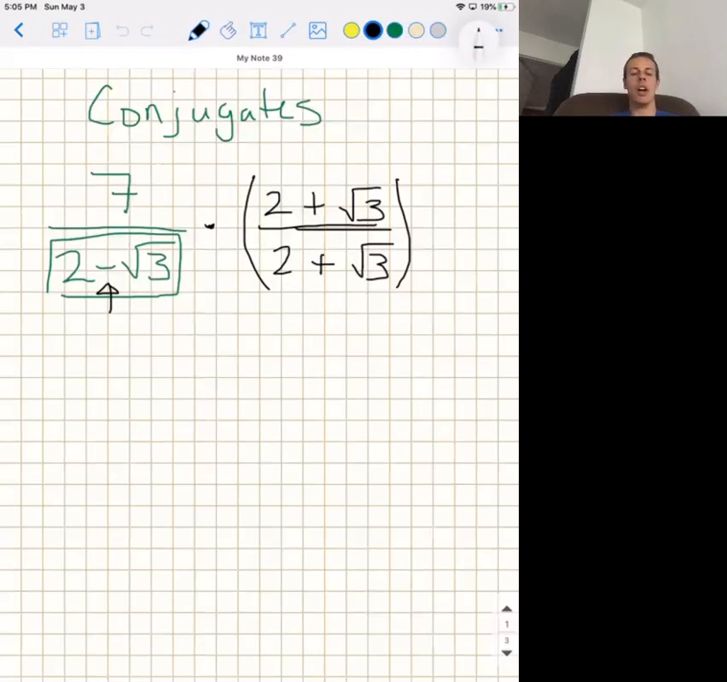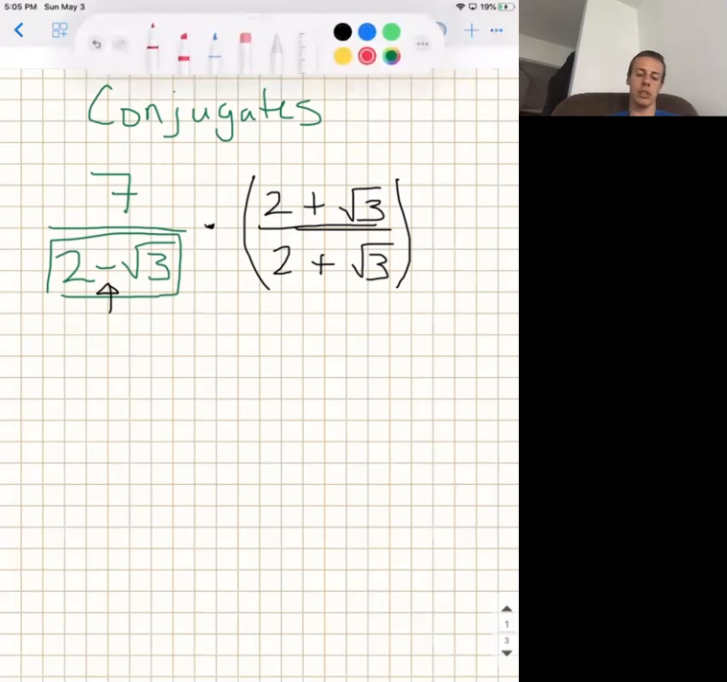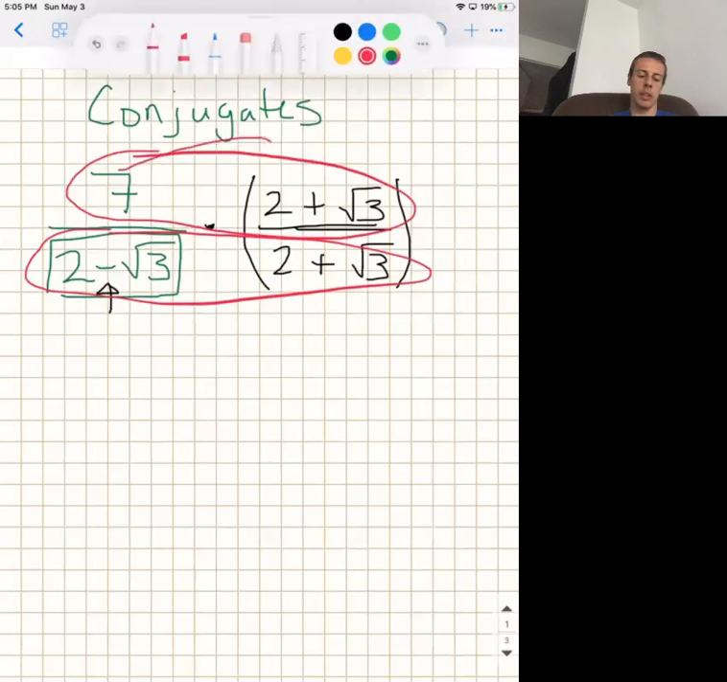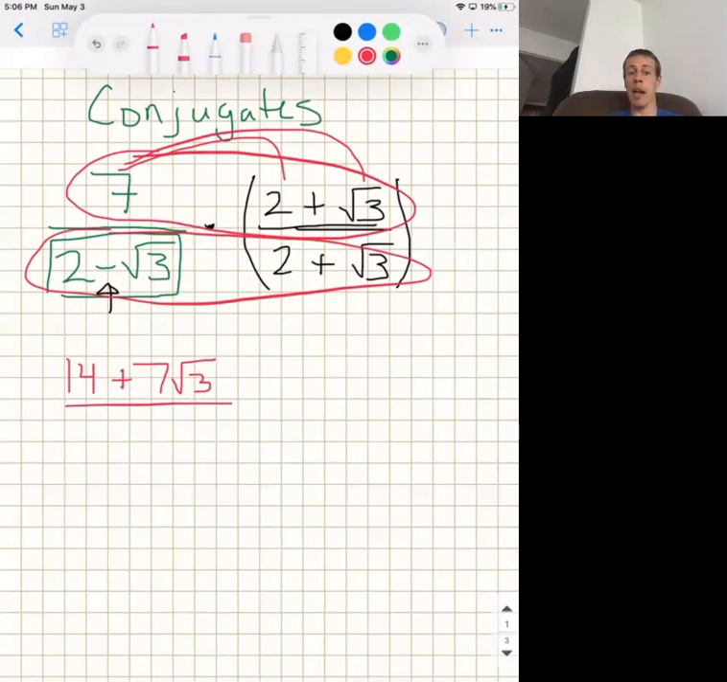Okay. So when we go ahead and do this, again, when we multiply fractions, we multiply the numerator times the numerator, and then our denominator times our denominator. So the 7 we can distribute to both terms. So 7 times 2 would be 14, and then plus 7 times the square root of 3. Now, when we do the bottom, we have two terms, or a binomial, times another two terms. So we're actually going to have to FOIL this.